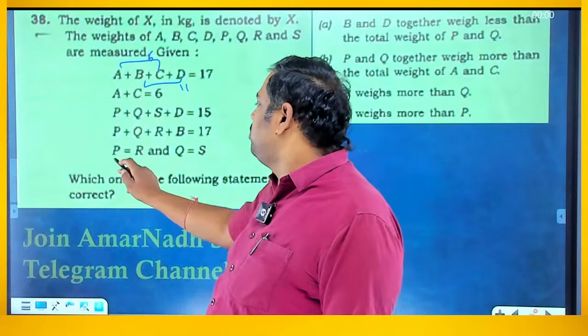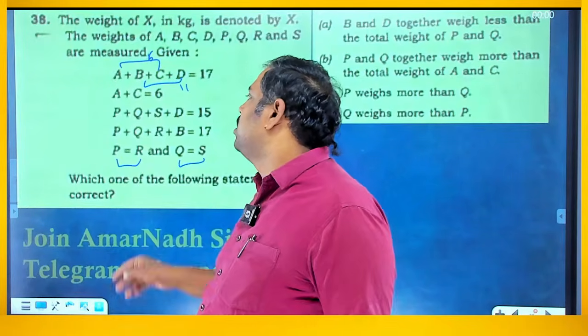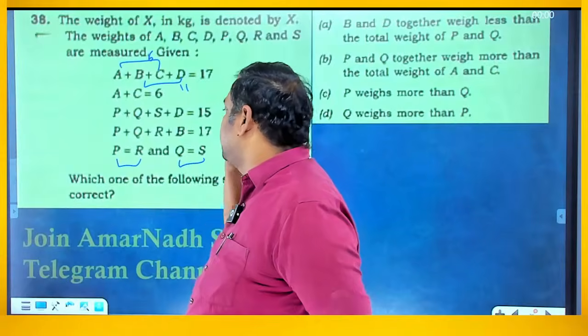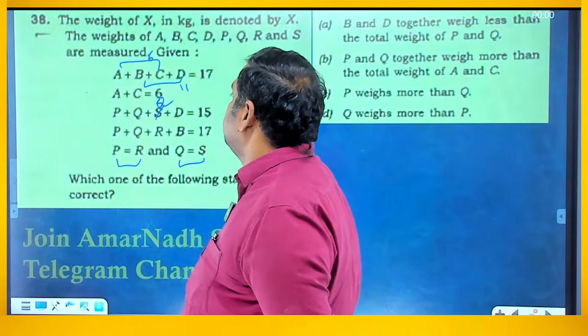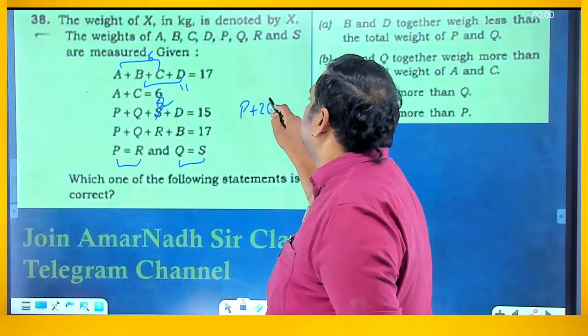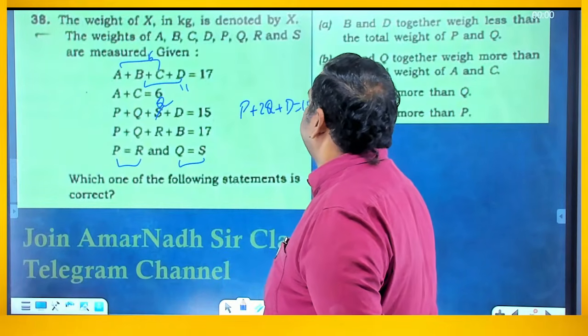Observe: P is equal to R, Q is equal to S. P plus Q plus S plus D, P is equal to R, Q is equal to S, so I am removing this one and writing Q. So P plus 2Q plus D is equal to 50.